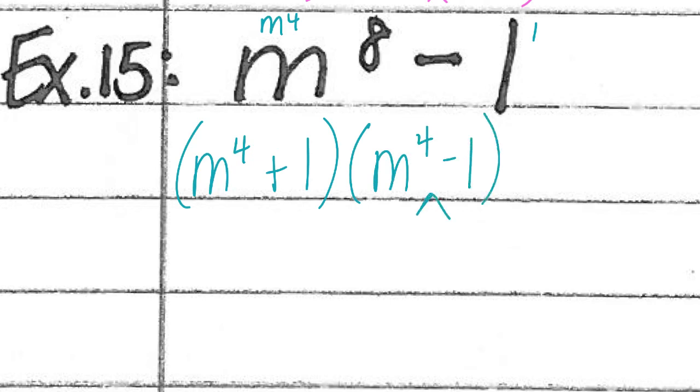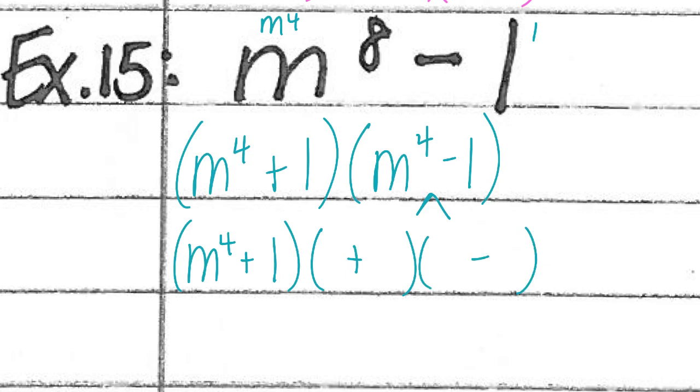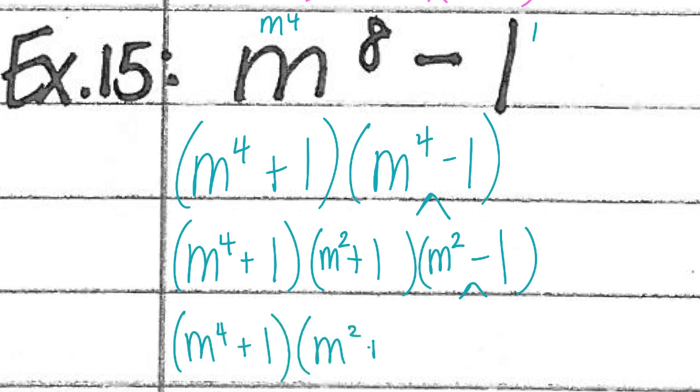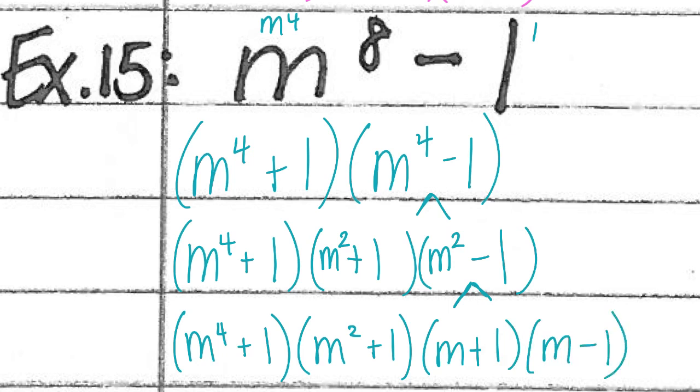You see that this can continue. We want to write down this one. And then we have our plus and our minus. The perfect square of m to the 4th is m squared. The perfect square of 1 is 1. And it continues. We're going to rewrite m to the 4th plus 1, m squared plus 1, and this continues to be m plus 1, m minus 1. Finally, we have our answer, and it's a very long one.